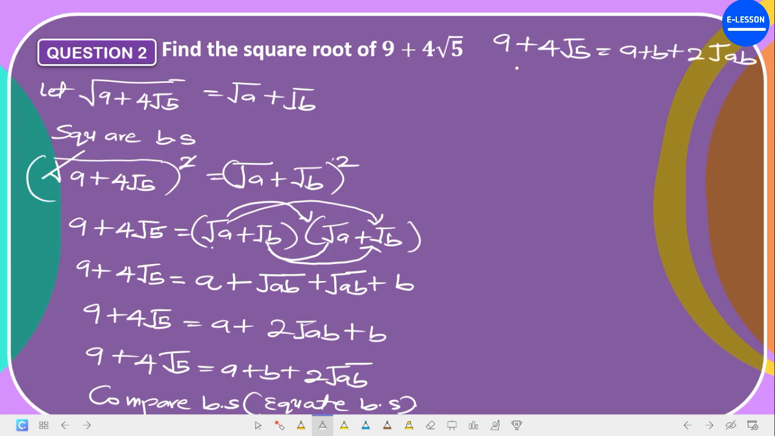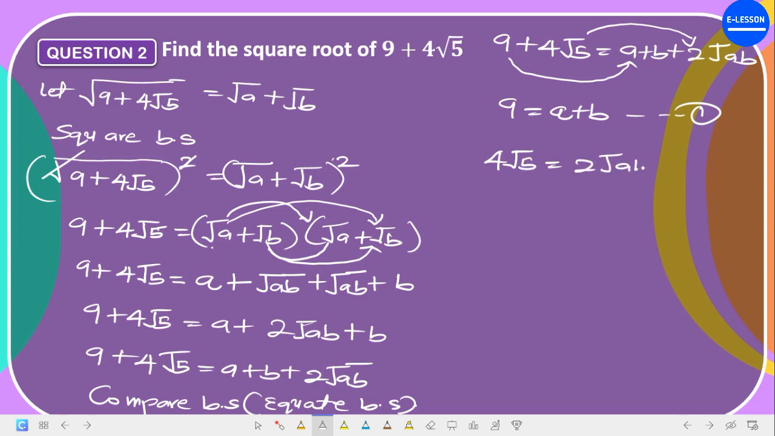Now, in this part, which of them has no root is 9. So 9 will equate to A plus B. So this gives us 9 is equal to A plus B. I say this is equation 1. Now, the next thing we are going to do is equate the ones with square roots. So this side has 2 root AB. So you now say 4 root 5 is equal to 2 root AB.